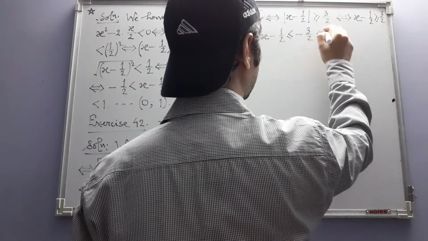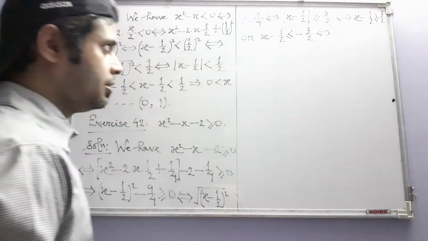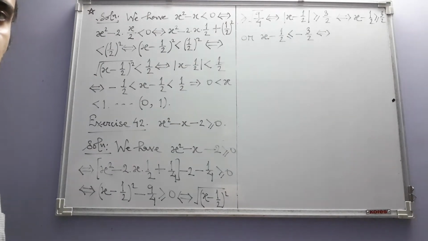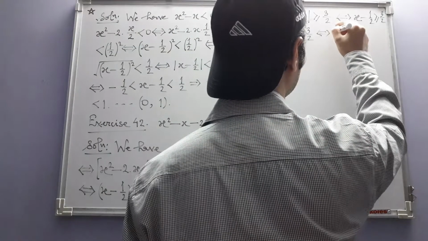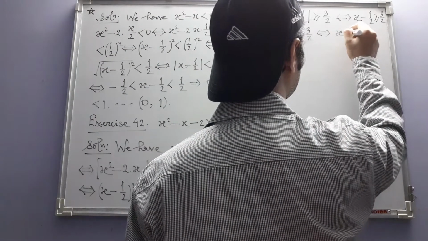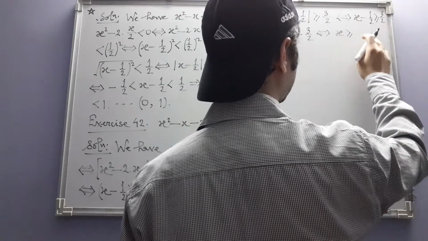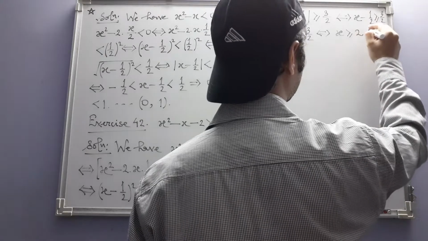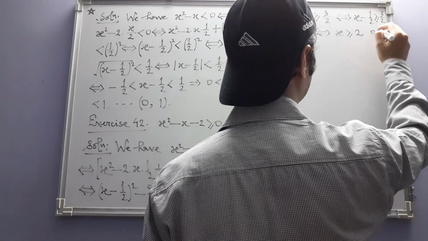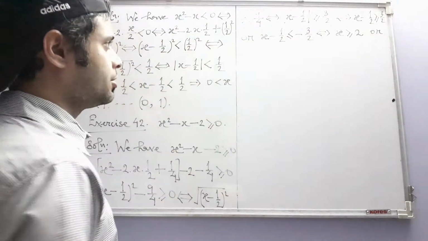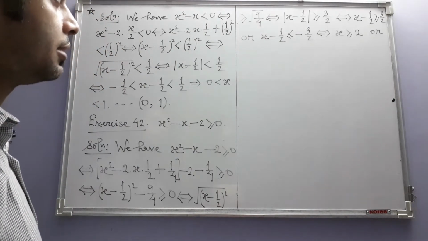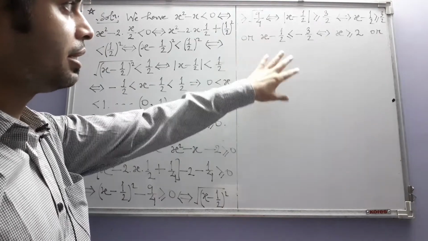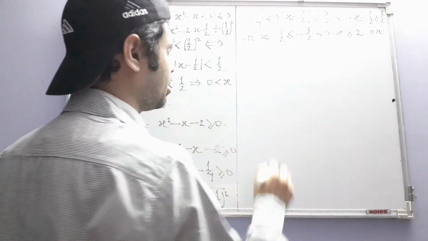If and only if the first inequality is equivalent to, if you add 1 by 2 to both sides, you will get x is greater than or equal to 1 by 2 plus 3 by 2, which is 4 by 2, that means 2. Or here also you add 1 by 2 to both sides. 1 by 2 minus 3 by 2 is minus 2 by 2, that is minus 1.